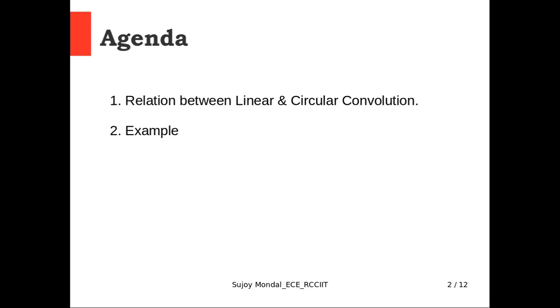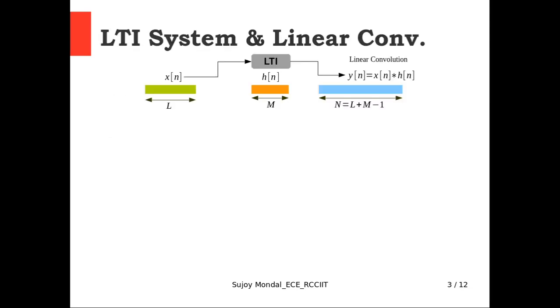And we will talk about a few examples where we will explain how it is related to LTI system output through linear convolution. As we know, an LTI system, that is a linear time invariant system, in the discrete domain, where x[n] is the discrete time signal at the input of finite length capital N. h[n] is the impulse response of the LTI system, also of finite length, sequence length capital M.